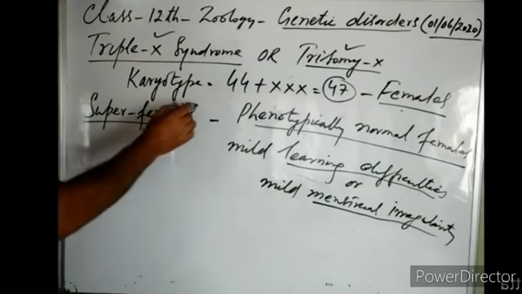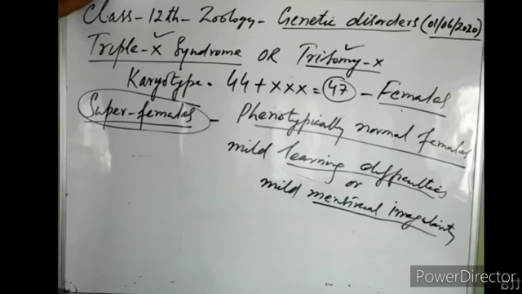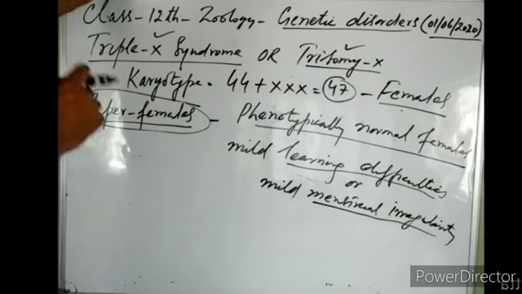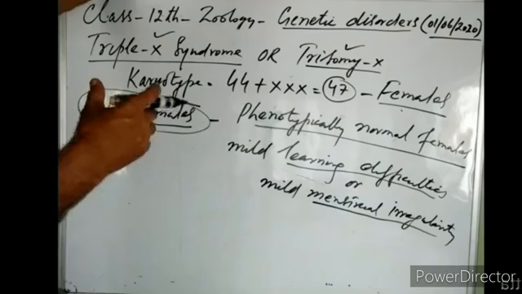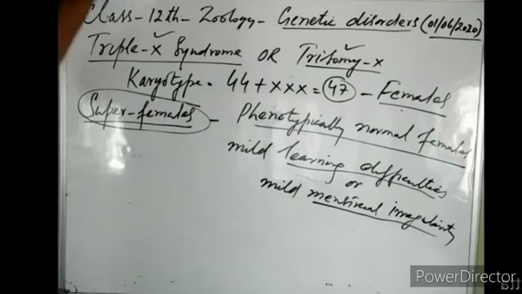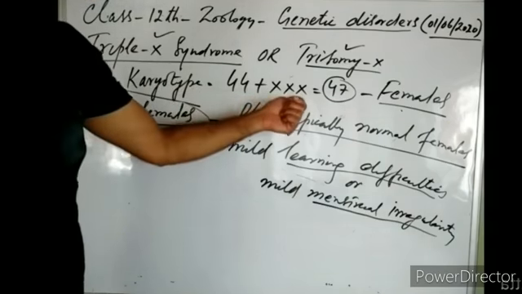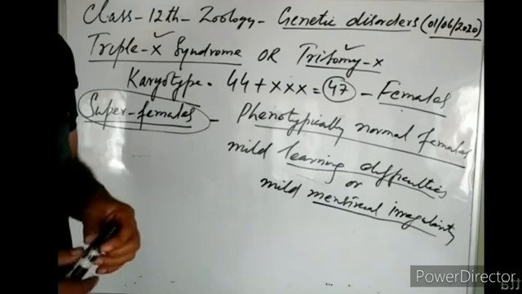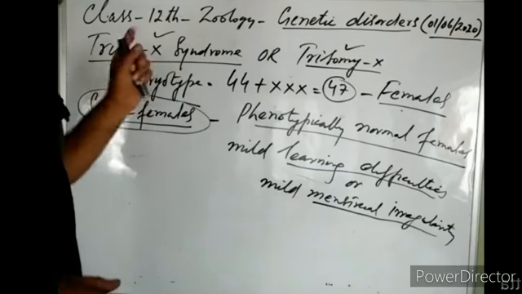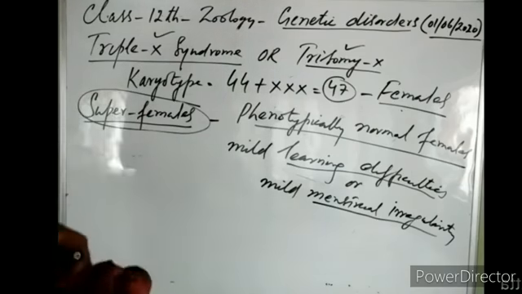So the word super female is a misnomer. They are quite normal females. Neither do they have any superpower, nor are they suffering from any disorder, right? However, they have one extra X chromosome, and this extra X chromosome is the result of meiotic non-disjunction. So that is about triple X syndrome or trisomy X.